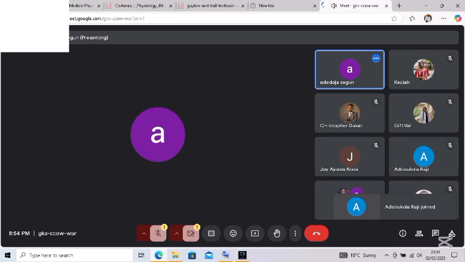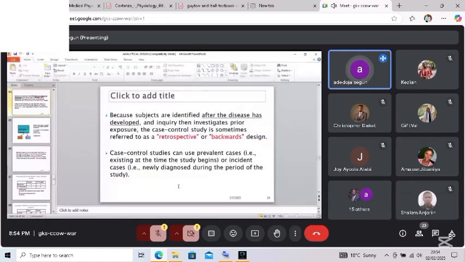Subjects are identified after the disease has developed. That is another difference between case control and cohort: in case control, the disease has developed before commencing the research itself. But for cohorts, the research starts first and is ongoing. Maybe we get to a certain period of time that we have set for ourselves, then that particular disease develops, or even before we reach that period. So for the case control, the disease of interest must have developed already.